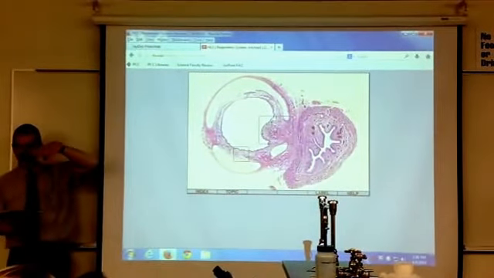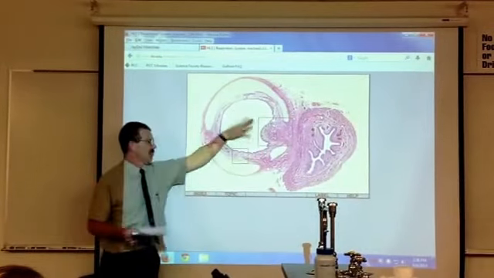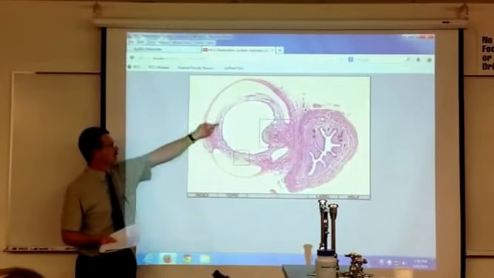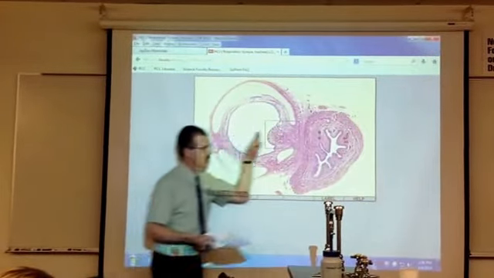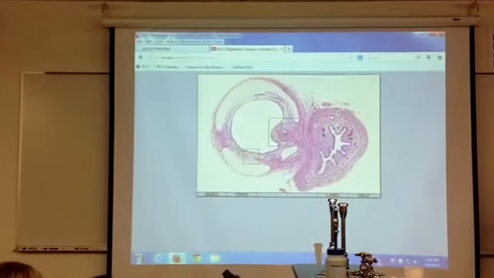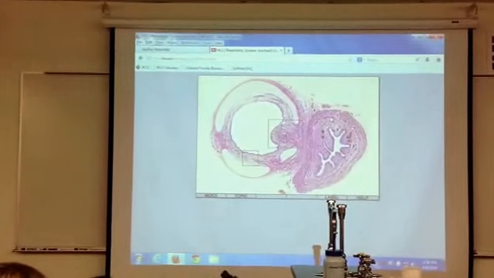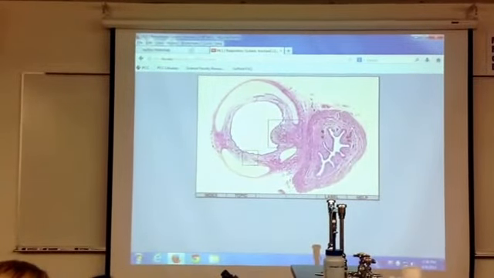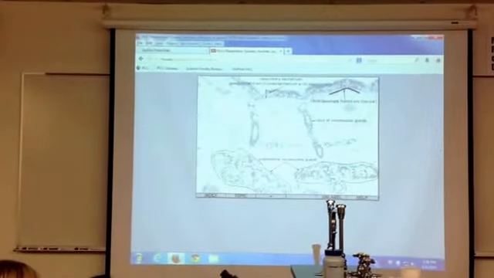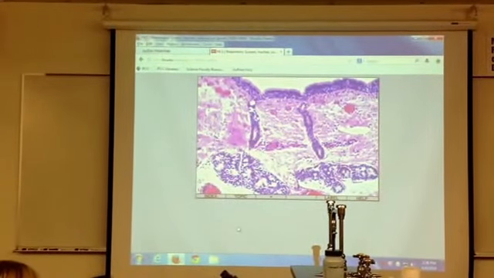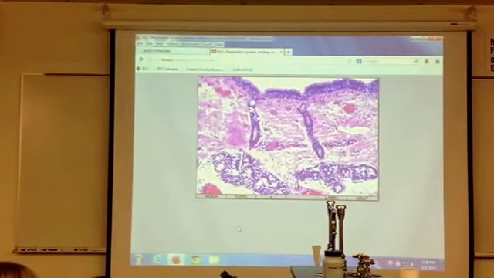Adventitia. So there's four layers, basically. You have lumen, which I guess isn't a layer, mucosa, submucosa, adventitia. So if you learn them in that order, it makes some sense. So you can go lumen, mucosa, submucosa, and adventitia. But wait, there's more, because you're supposed to know what's in each layer.